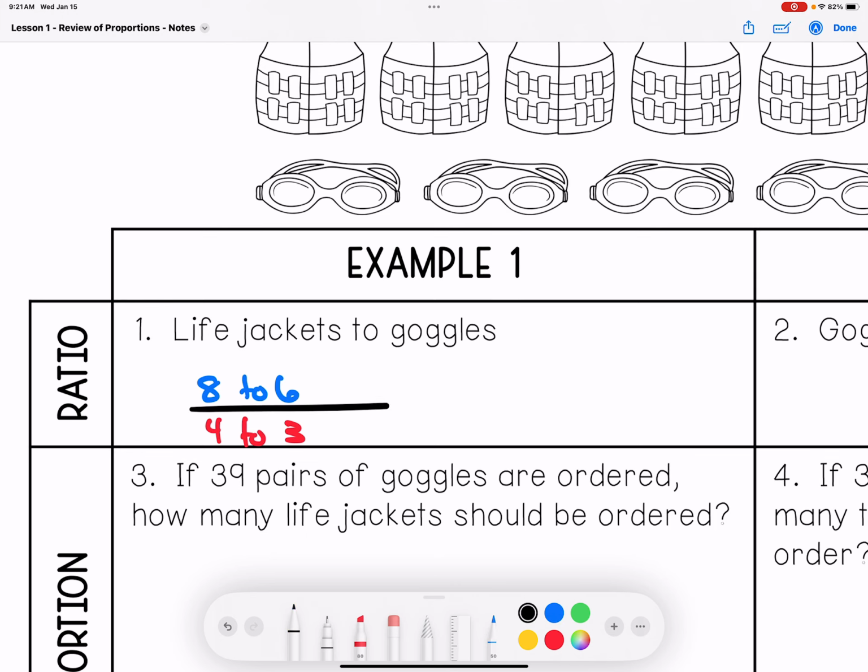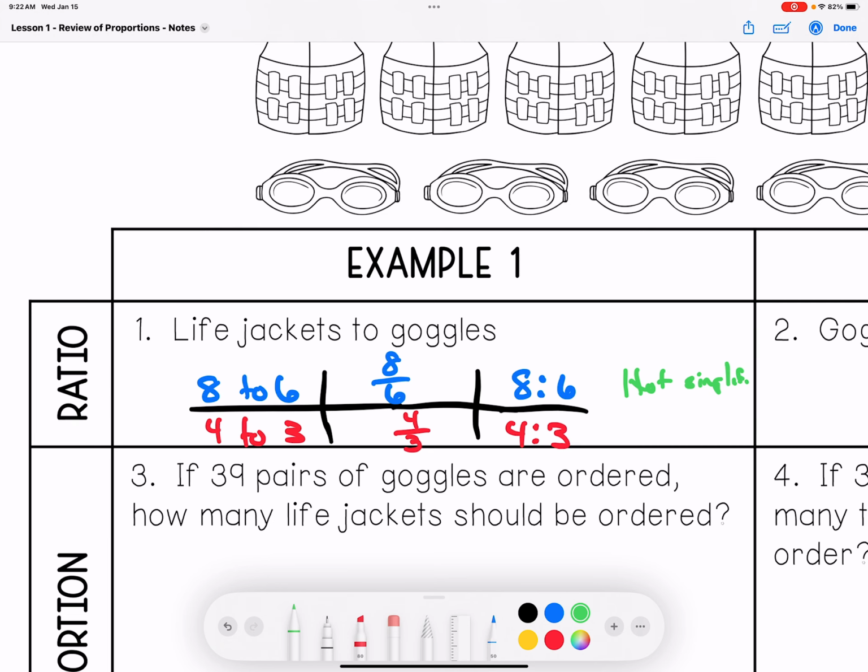Another way to write that would be 8/6, and the last one would be 8:6. Both of those need to be simplified into 4/3. Okay. So this is the not simplified version. And this is the simplified version. Now, on your ACAP, it's not always simplified. So I just want you to see it both ways.